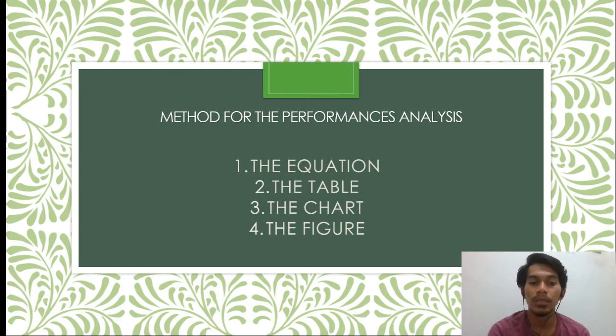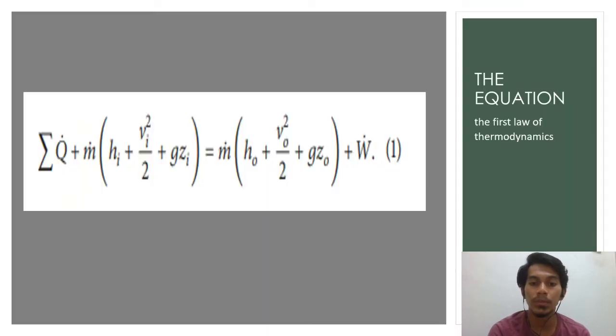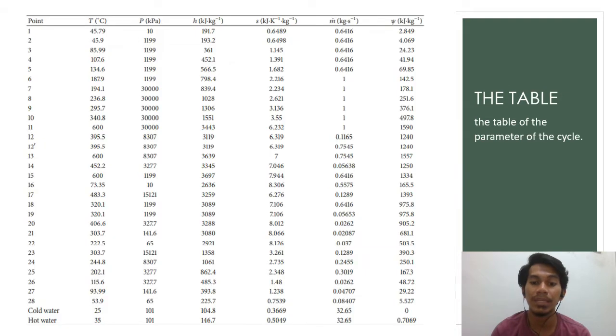First of all, I will explain about the most important method, which is the equation. For example, for an open system at steady state, the first law thermodynamic equation is used in this journal. So let me continue to the next important method, which is the table. The table is so important because we can get the value, performance, energy, and exergy. As an example, the table in this journal shows the parameters of the cycle. We can see the table given in this journal.